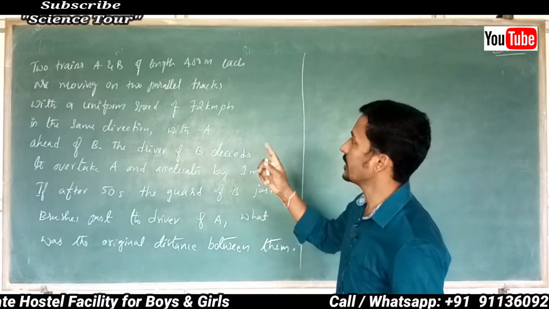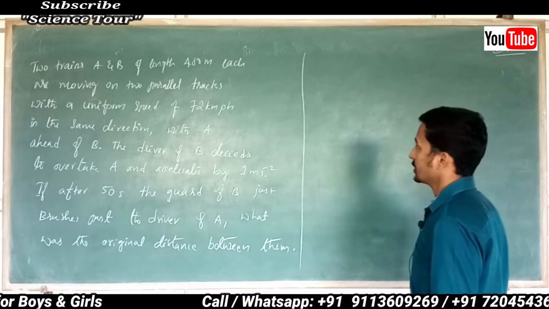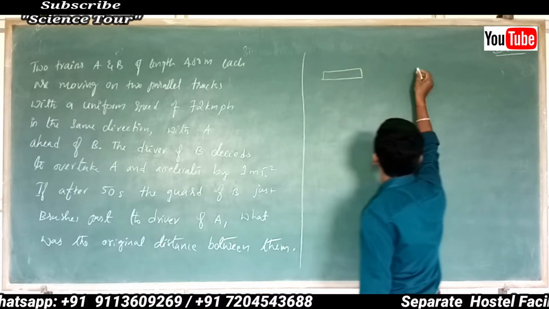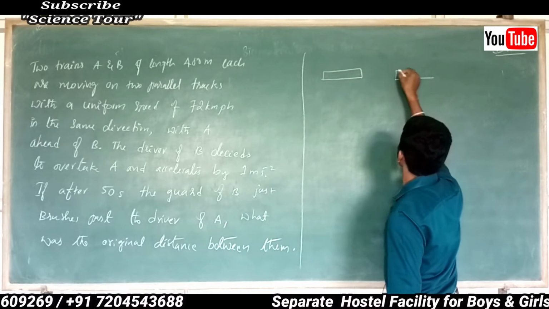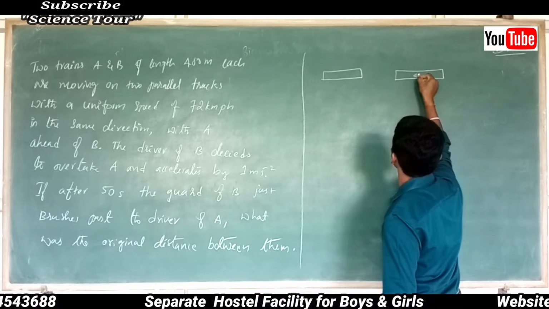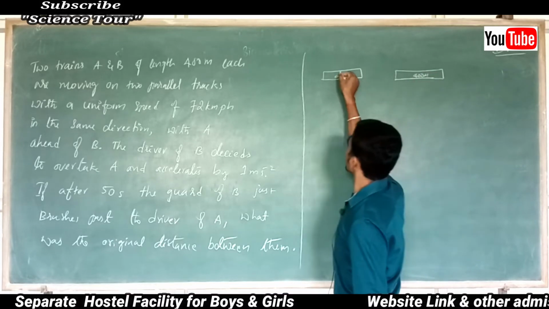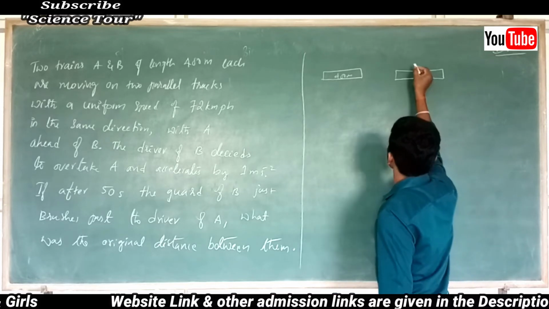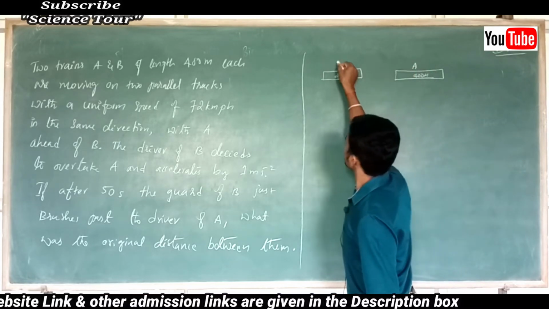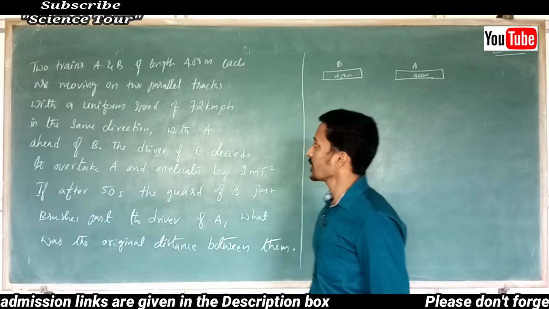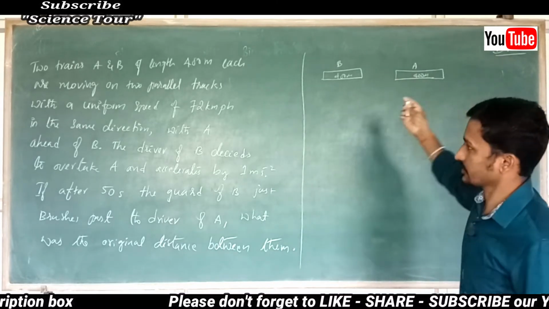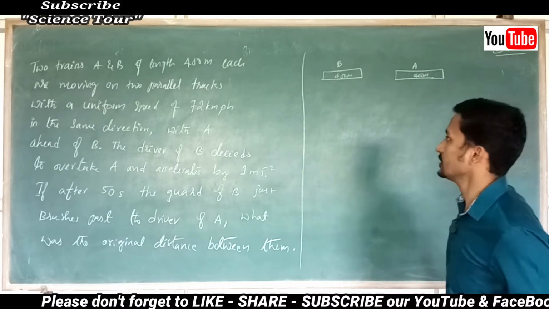Two trains A and B of length 400 meters each. One train is there, and one more train is there whose length is 400 meters. Both are having 400 meters. One is A, another one is B, and they are moving on two parallel rail tracks, one on one track, another on the other track.